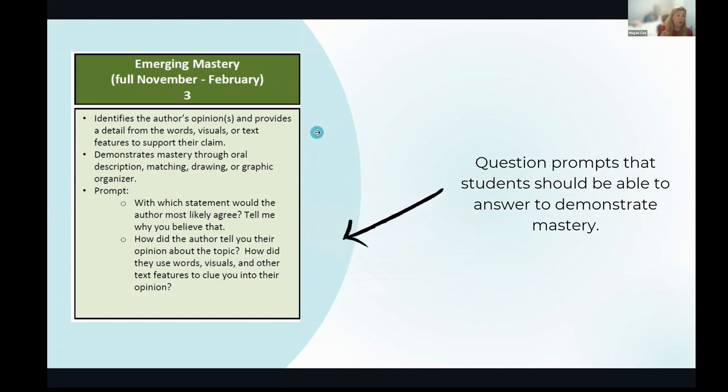It's going to give you a couple examples. So for example, with which statement would the author most likely agree? Tell me why you believe that. Or how did the author tell you their opinion about the topic? How did they use their words, visuals, and other text features to clue you into their opinion? These are going to be provided for various parts throughout the school year, and they're going to scaffold an increase in complexity as the year goes on, as the benchmark should increase in its complexity.